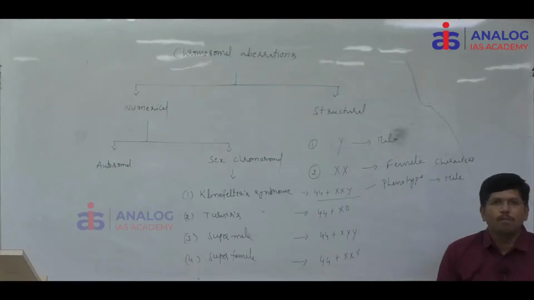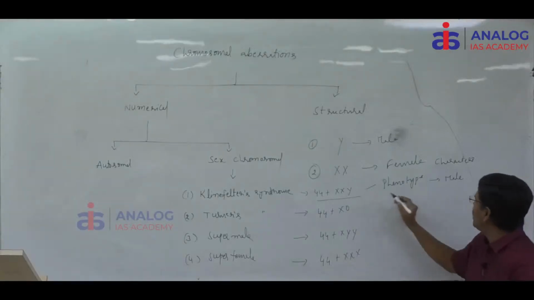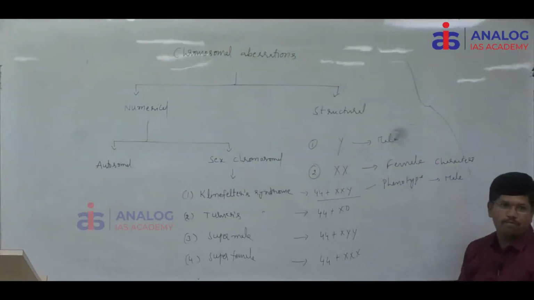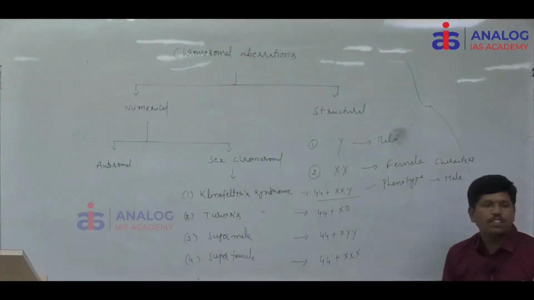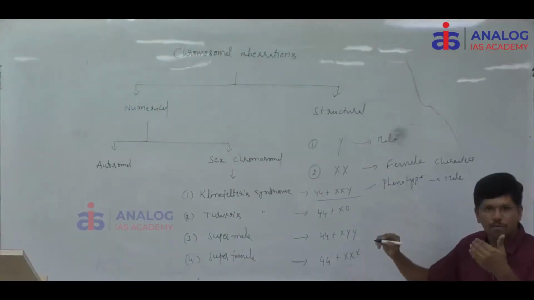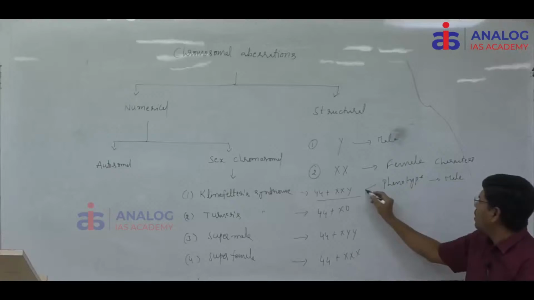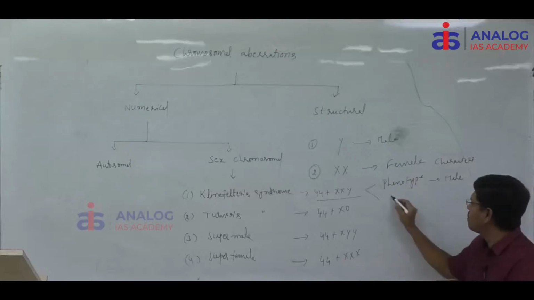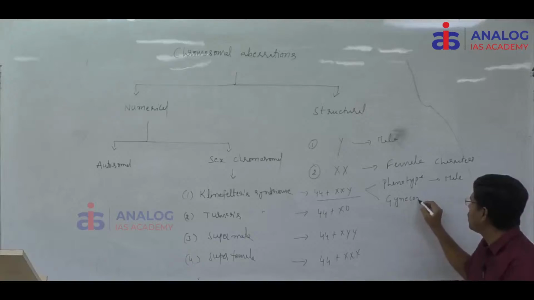That means there will be development of breast. That's why, as far as the external appearance is concerned, phenotype is concerned, male. For your understanding, I use the term external appearance. From now onwards, I will use the term phenotype. Phenotype means the visible form, the external form. The other characters, as far as the sex is concerned, are those they develop: development of breast. Development of breast is called gynecomastia.